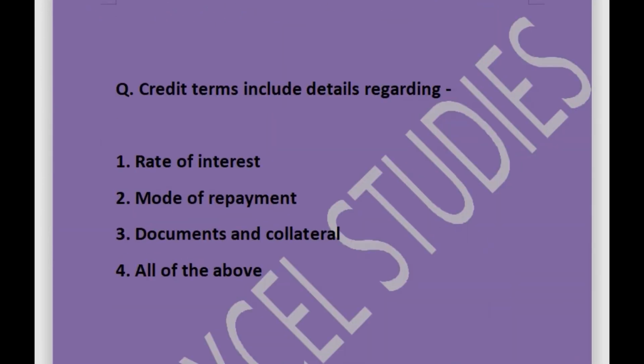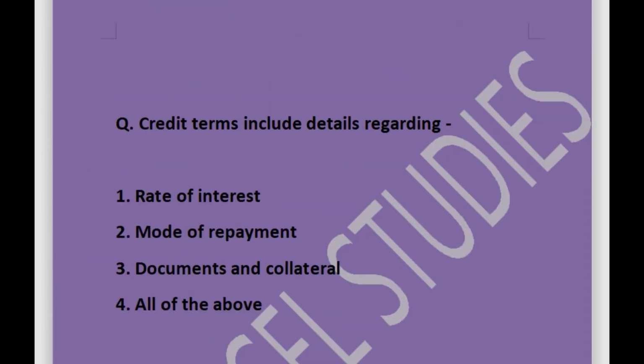Next question is, credit terms include details regarding. Options are rate of interest, mode of repayment, or documents and collateral, or all of the above. Answer is all of the above. Means credit terms include rate of interest, detail of rate of interest, and detail of mode of repayment. How will the borrower repay the payment, and documents and collateral conditions. All the information is required.